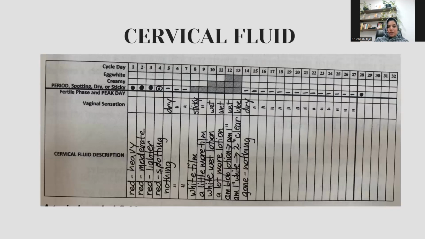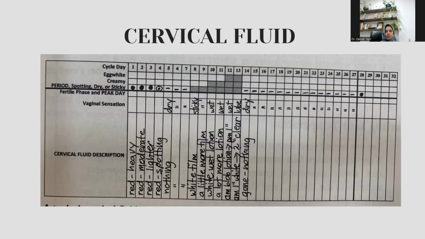The second sign that we're going to look at is your cervical fluid. Now, what exactly is the cervical fluid? Your cervical fluid is the discharge that you have from the cervix. The cervix is the opening of the uterus. Now, in the cervical fluid description, what I want you to write is, every single day of the cycle, what's the kind of discharge that you experience?